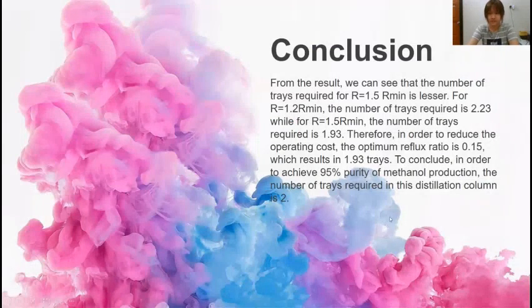From the result, we can see that the number of trays required for trial 2 is lesser than for trial 1. For R equals 1.2 R min, which is trial 1, the number of trays required is 2.23, while for R equals 1.5 R min, which is trial 2, the number of trays required is 1.93, which is lesser. Therefore, in order to reduce the operating cost, the optimal reflux ratio is 0.15, which is trial 2, which only results in 1.13 trays.